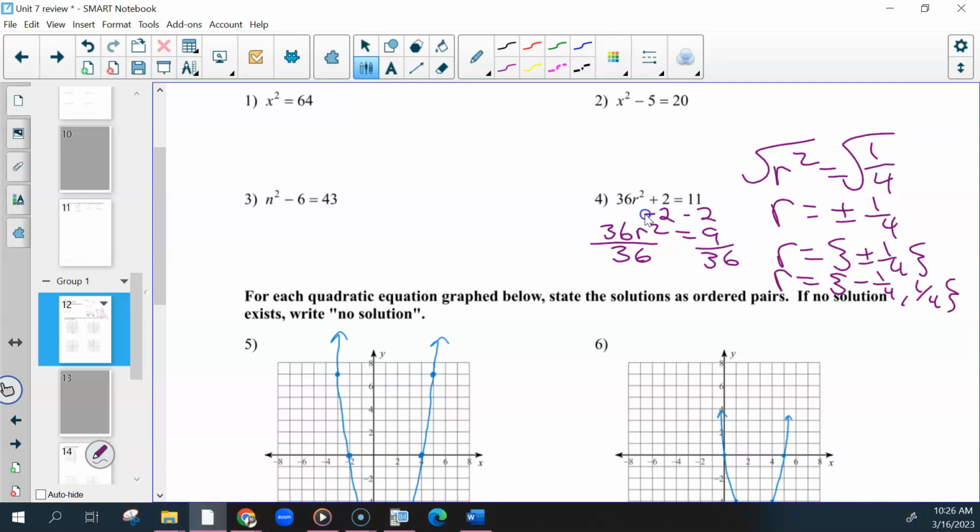Any others in this section on this page or the same section on the other review that we want to see, do go over, have questions about? Aaron? So the answer has to be in the curly brackets? Yes. Unless it says state solutions as ordered pairs, your answer should be in curly brackets.